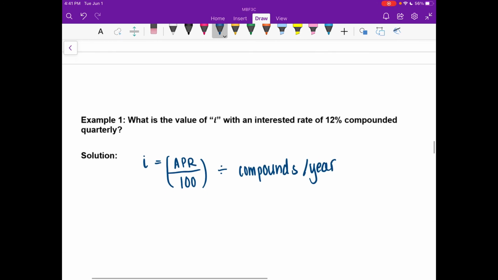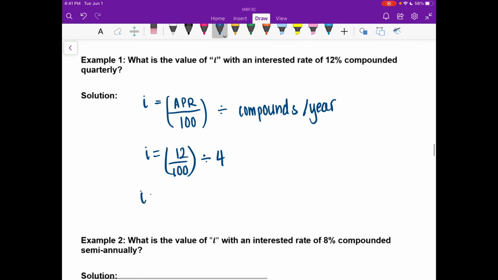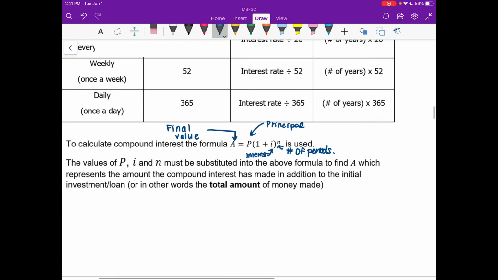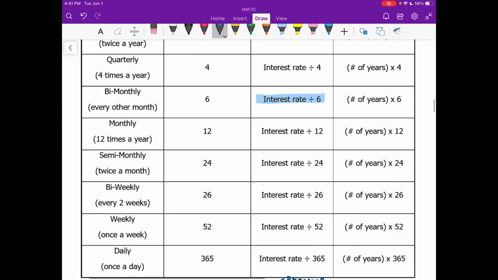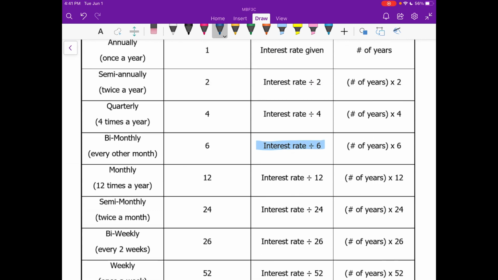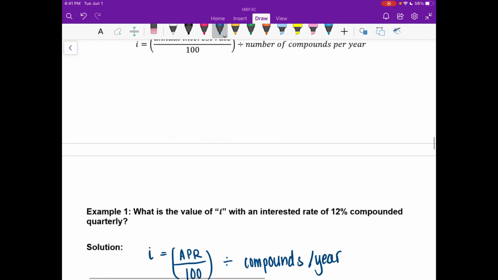So my APR, or my annual interest rate, is going to be 12%. Divide that by 100. And the number of compound periods per year is 4. So it's going to be I equals 0.12 divided by 4, right? And I should get 0.03. If you had gone back up here to your chart, you could have seen, okay, it's compounded quarterly. So I know I just need to take the interest rate and divide it by 4. And you could have done it that way as well, instead of having to write it out.